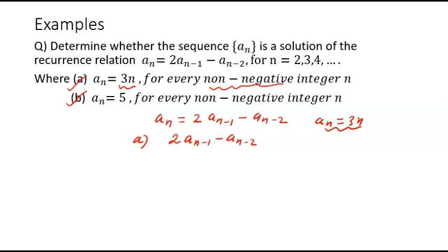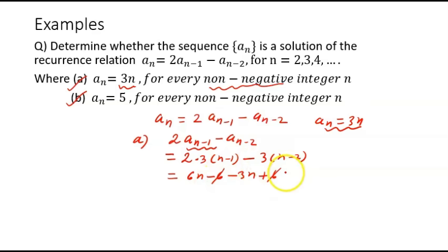So what I'm saying is that here we have twice of, and what will be an minus 1? If an is equal to 3n, then an minus 1 will be 3 into n minus 1, and minus what will be an minus 2? It will be 3 into n minus 2. So if I solve it, it is 3 into 2, 6, right? 6n and minus 6, and here also I will get minus 3n and plus 6. So this 6 and this minus 6 is cancelled. In the end we are getting 3n, right? So this is nothing but an, which is given here, that is equal to 3n.